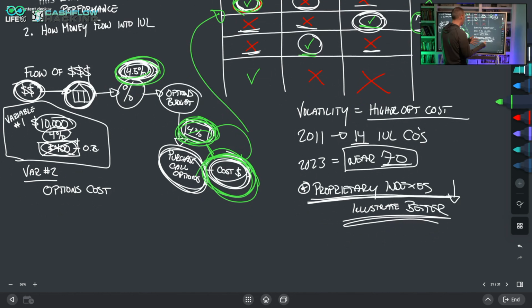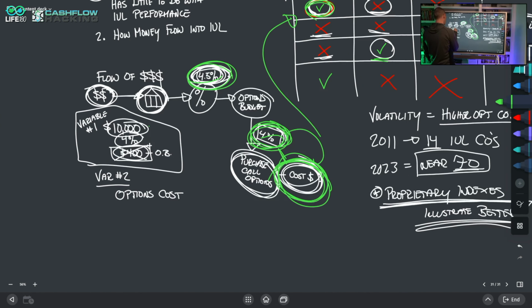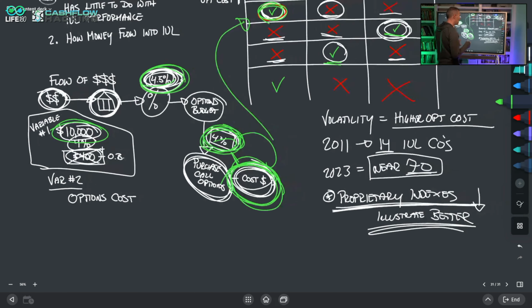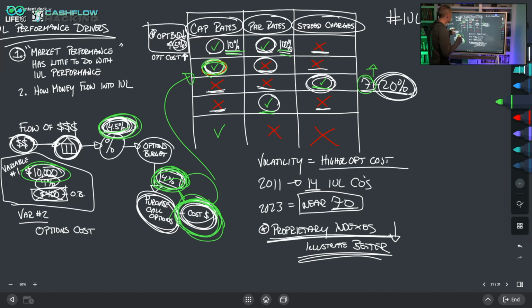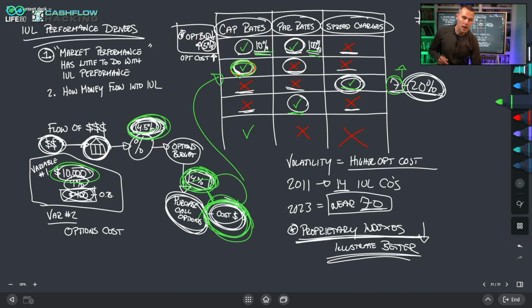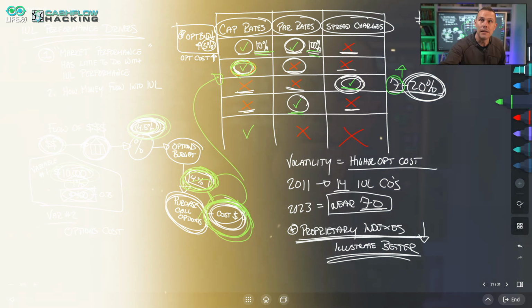How many options do you buy? What is the return of those options in comparison to the amount of account value that you have? Because that's all it comes down to. When you look at those two things, that's ultimately what drives the success of an IUL policy. Unfortunately, I feel like not enough people know this. Not enough people understand the flow of money inside of an IUL policy.